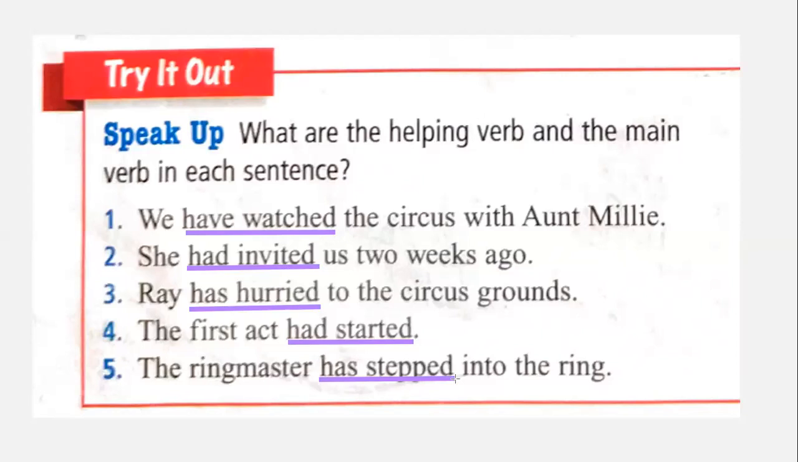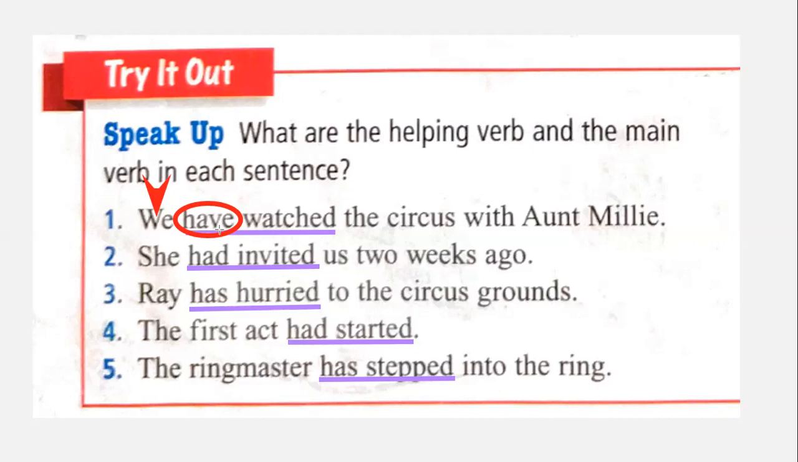But let's talk about this for a minute. Let's look at number one. What is the helping verb in number one? If you said have, then you're correct, have. Now, I want you to look at the subject. We. So, plural subject, we use have. Are you guys with me?